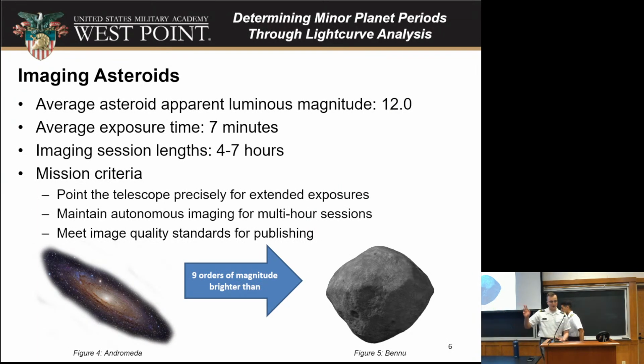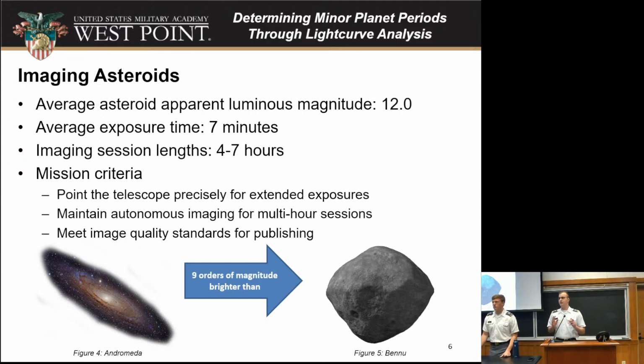Hey everyone, I am Cadet Willis, and I'm going to be taking over for the data acquisition portion of the project. It's basically using the West Point Observatory to actually get the photos of the asteroid. So, as Ramsey said, we need an asteroid that's bright enough that the telescope can pick up on. What we found is typically an apparent luminous magnitude of 12 is what we're looking for. For reference, Andromeda Galaxy has apparent luminous magnitude of 3. That's on a logarithmic scale, so Andromeda is approximately a terawatt brighter than the asteroids we're looking at.